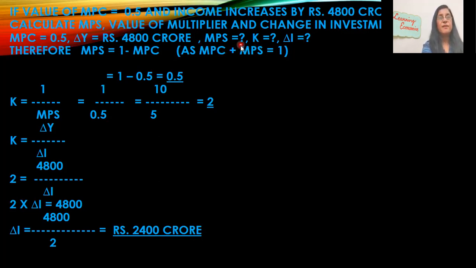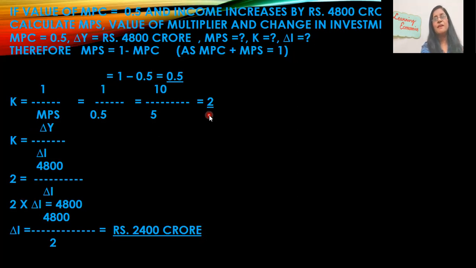So you may feel that it is a very difficult thing. We have to find 3 things, but it is not as such. It is not difficult at all. MPS is equal to 1 minus MPC. I had already told you that when MPC is equal to 0.5, then MPS will be 0.5 because 1 minus 0.5 is 0.5. Then K you can calculate 1 upon 0.5, which will be 2.